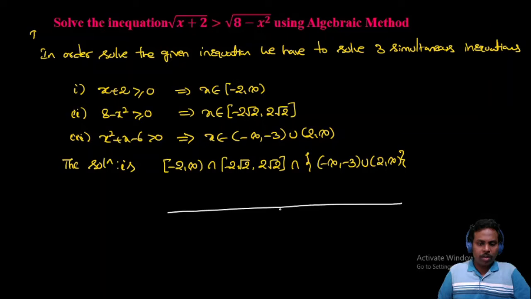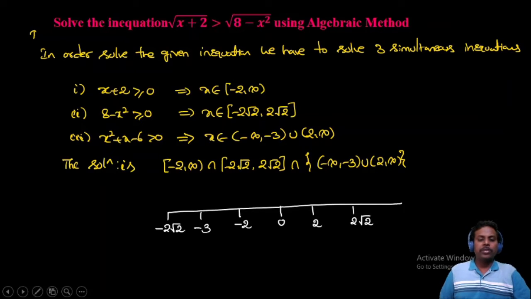Okay, I have drawn a real number line here. I have indicated these numbers: minus 2 here, minus 3 here, and here I get minus 2 root 2. And for the right side, I have 2 and I have 2 root 2. This will do my job actually.